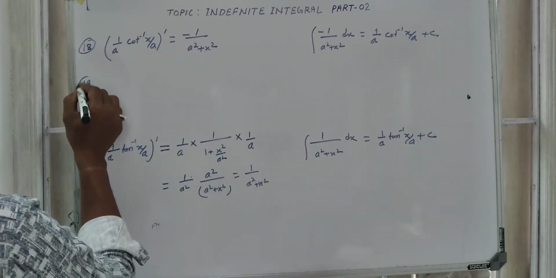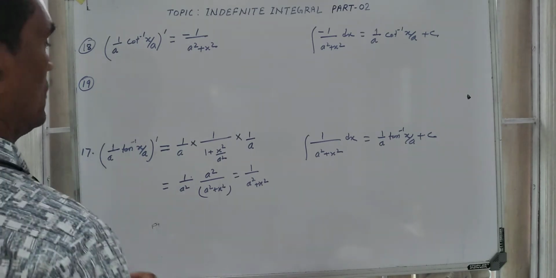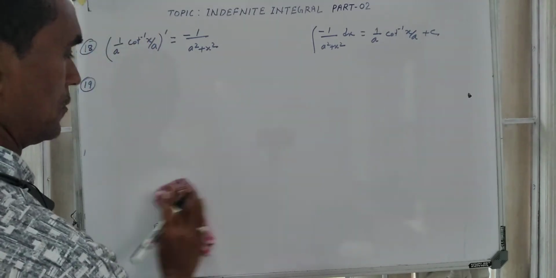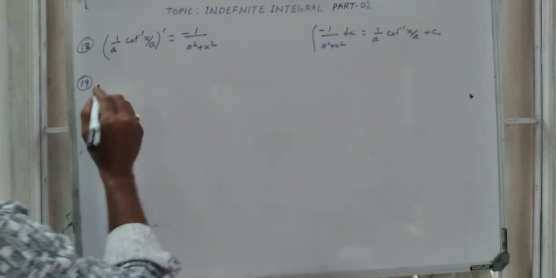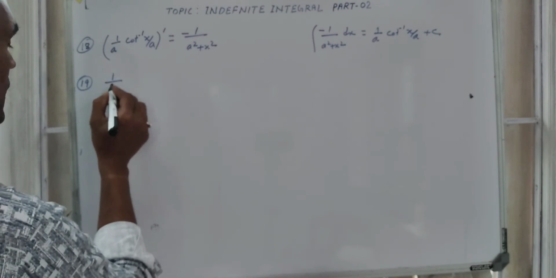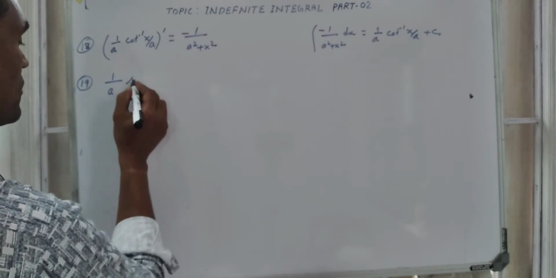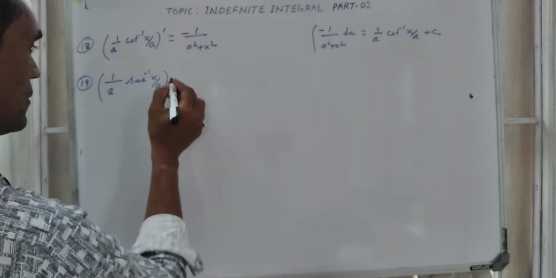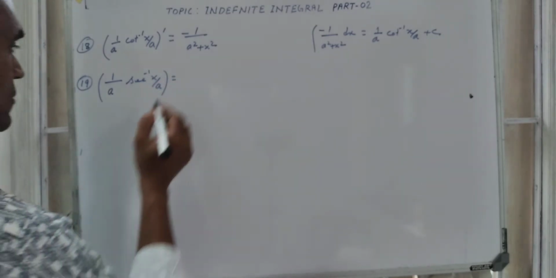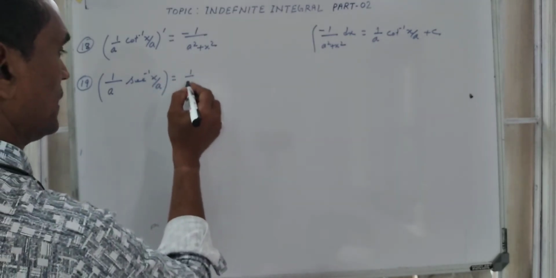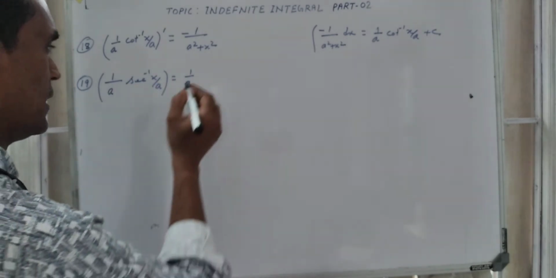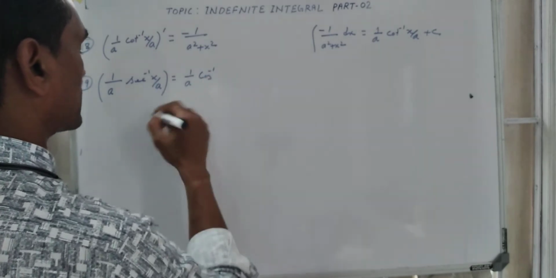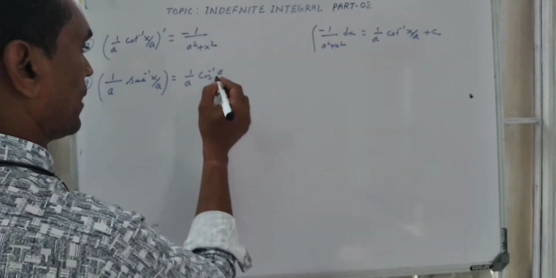Now the 19th, 1 by a sec inverse x by a. So 1 by a and sec inverse x by a. I am going to change this into cos form, cos inverse, just the reciprocal. So a by x.